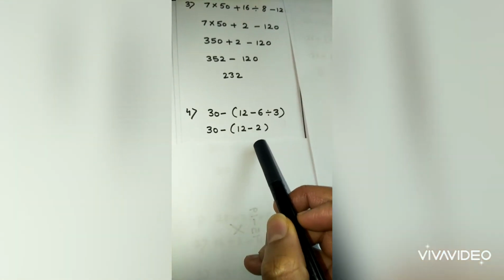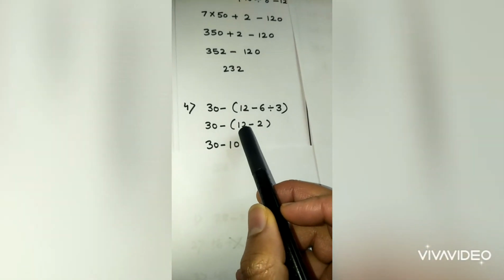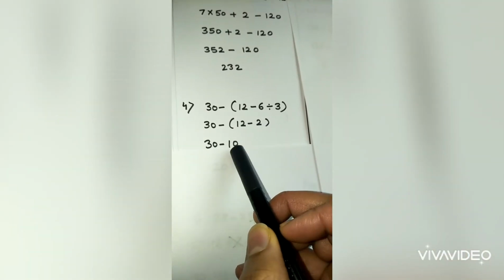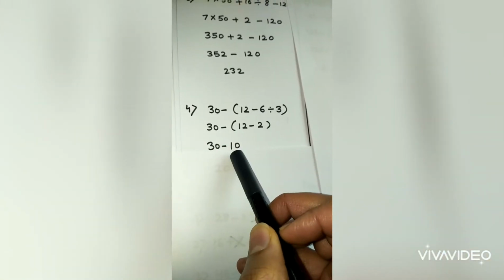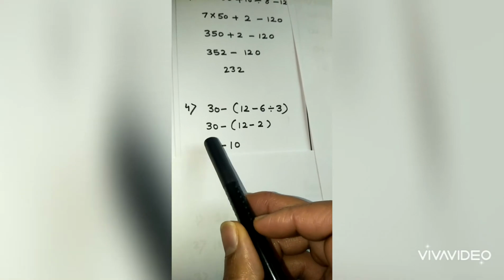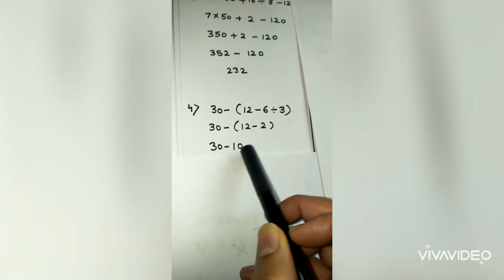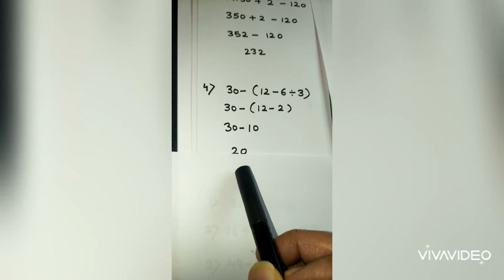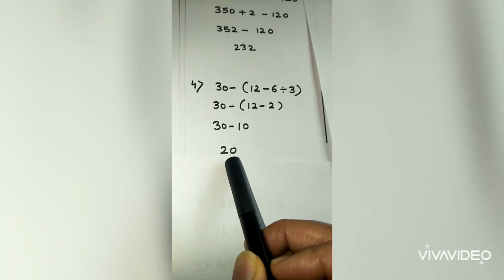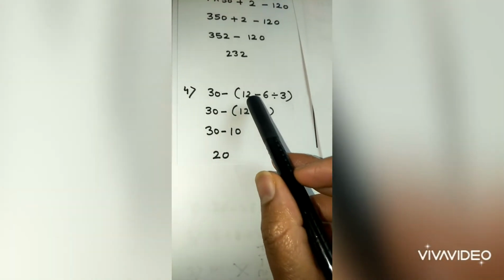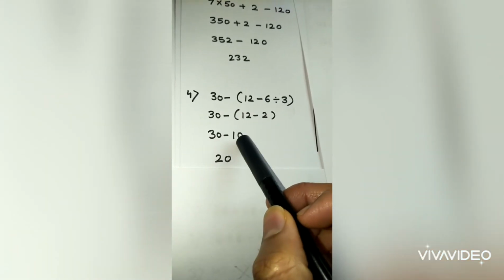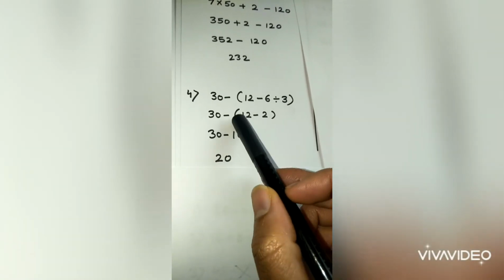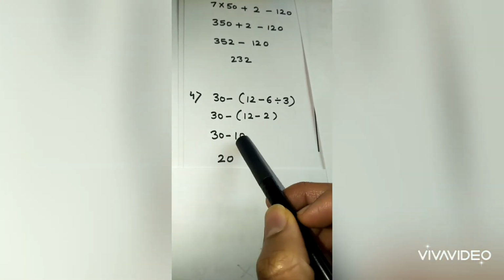6 divided by 3, 2. Next step, now 12 minus 2 gives us 10. I have removed this bracket because I have solved it completely now. That gives me 10 as the answer. Now 30 minus 10, the last answer I will get, the final answer is 20. So even if in the brackets there are different operations, try to solve it step by step, and once you have solved all in your bracket, then remove the bracket. So that gives us 20 as the answer.